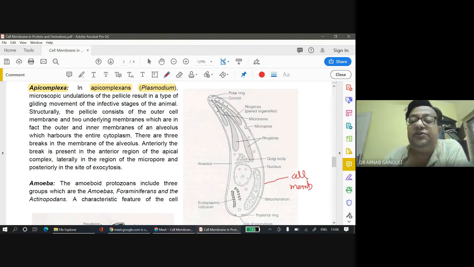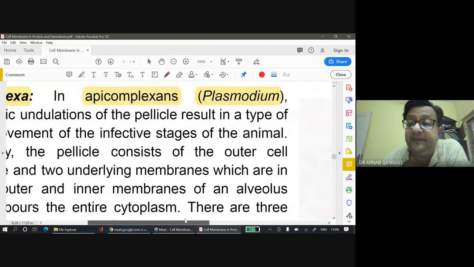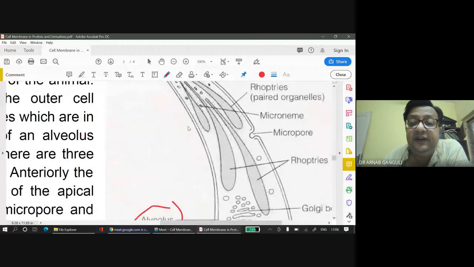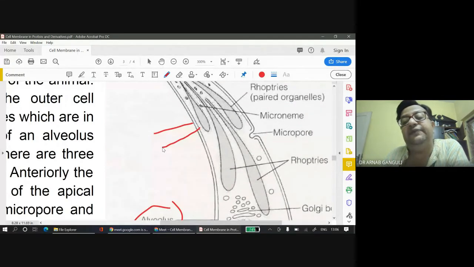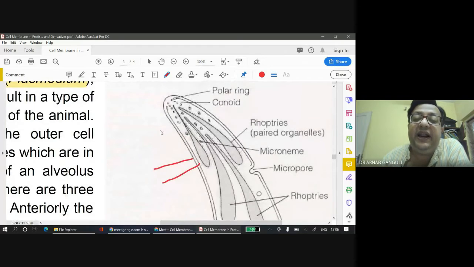Below that, there are two layers of another underlying membrane, inner and outer membrane. They enclose a sac-like structure. Let me increase the size so you can see better. You see the outer layer of the cell membrane, and underlying it are the alveolar inner two layers of membrane. You see one layer only here, but there are two layers. And these layers are open at one polar region known as the apical complex.